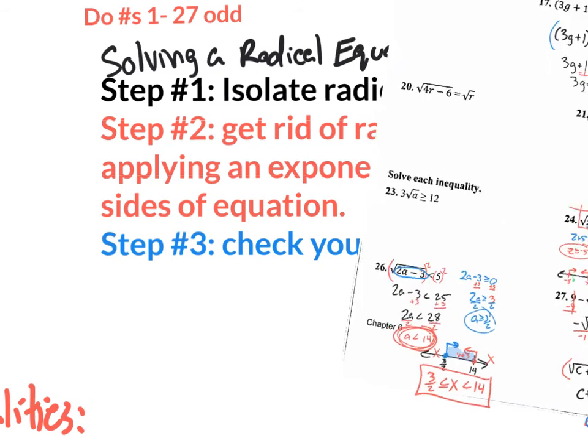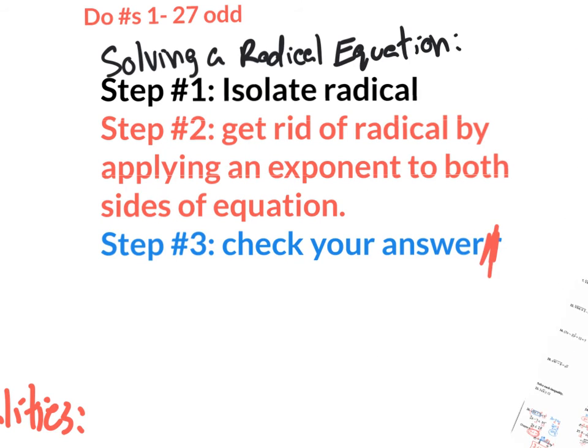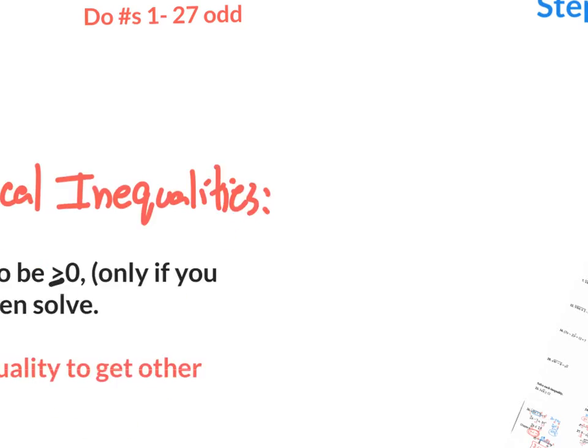So just to reiterate, when you have an equation, what are we doing? First, isolate that radical, and then get rid of the radical. How do you get rid of a radical? If it's a third root, you use a third power. If it's a fourth root, use a fourth power. That's solving an equation.